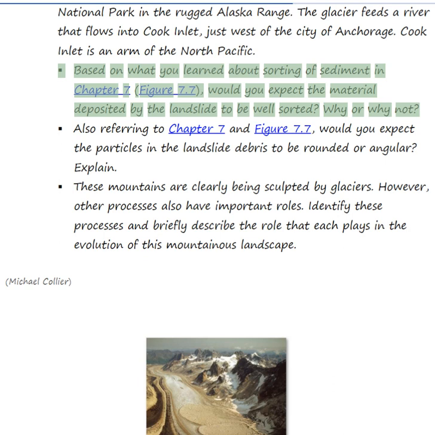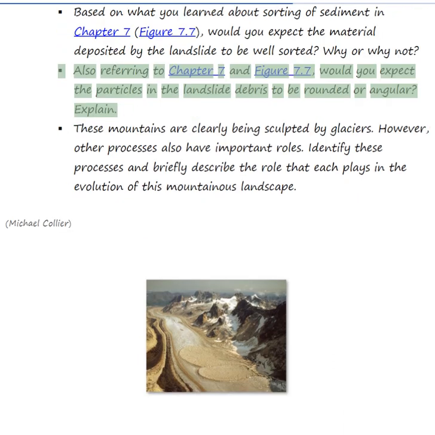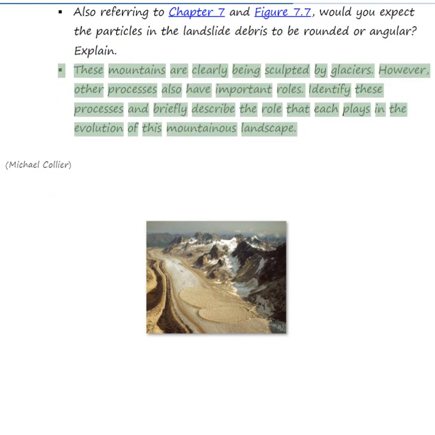Why or why not? Also referring to Chapter 7 and Figure 7.7, would you expect the particles in the landslide debris to be rounded or angular? Explain. These mountains are clearly being sculpted by glaciers. However, other processes also have important roles. Identify these processes and briefly describe the role that each plays in the evolution of this mountainous landscape.